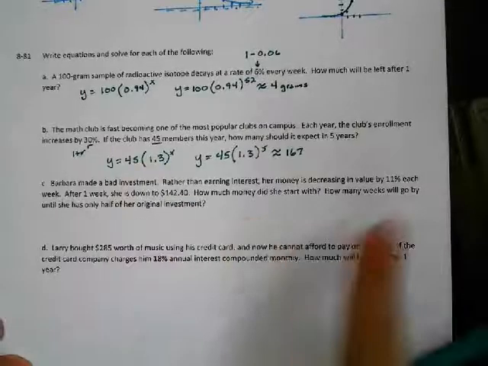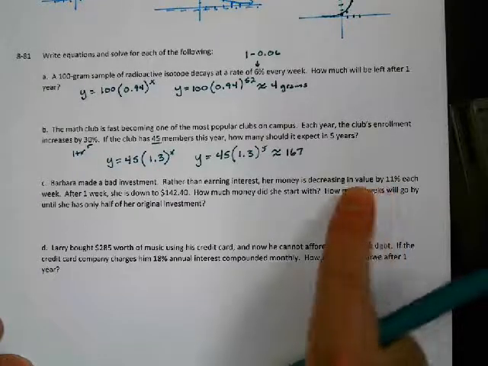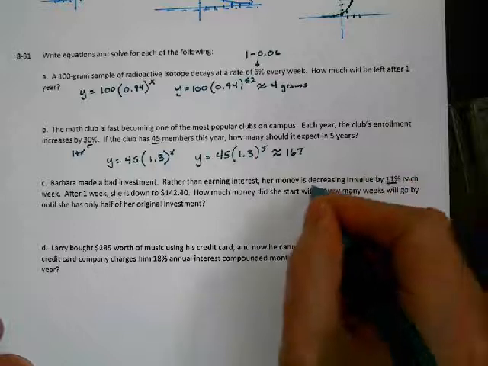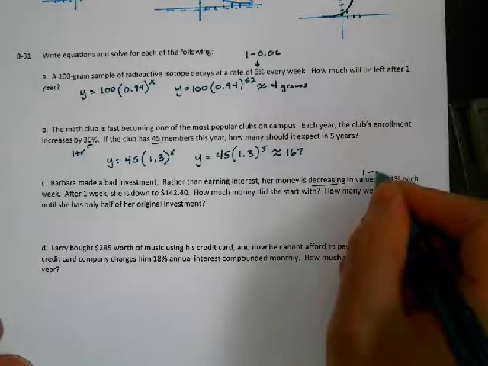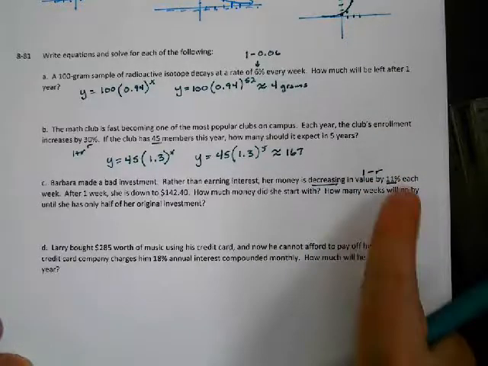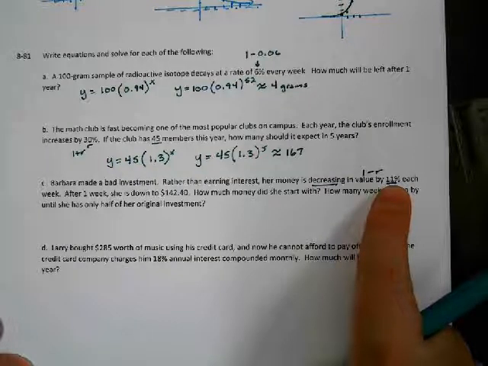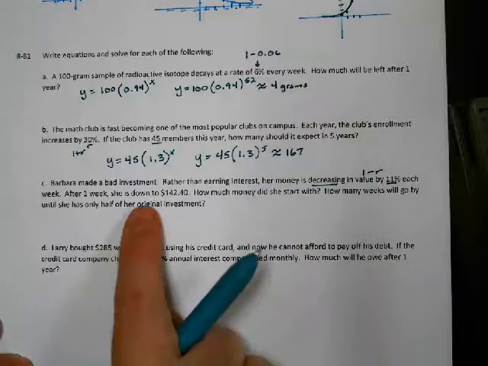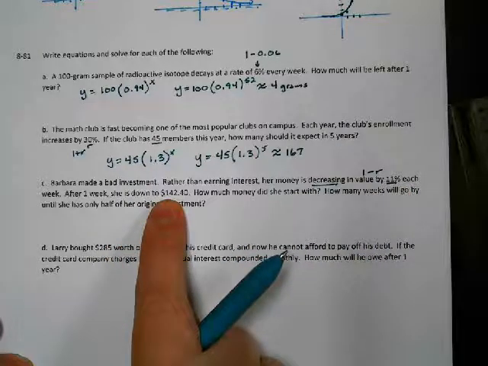So that's my R, and since it's decreasing, we should do 1 minus R, because this is how much we're losing. But remember, when we do exponential functions and they're decreasing, we're keeping track of how much we're keeping, not losing. Okay, so after 1 week, she's down to 142.4. Now that is not our A value. We need to find our A value.